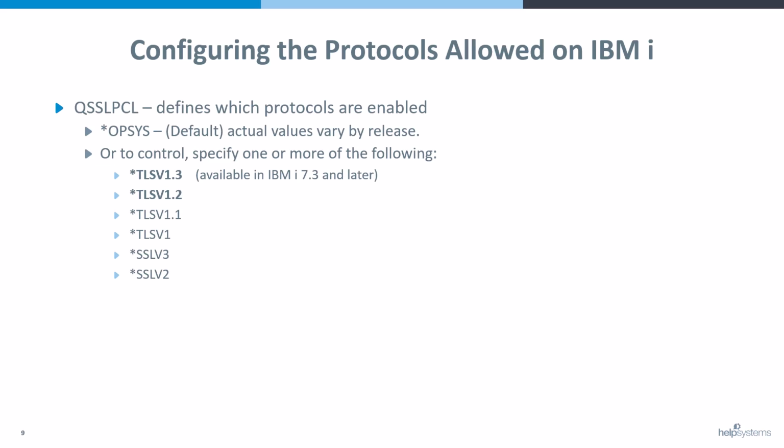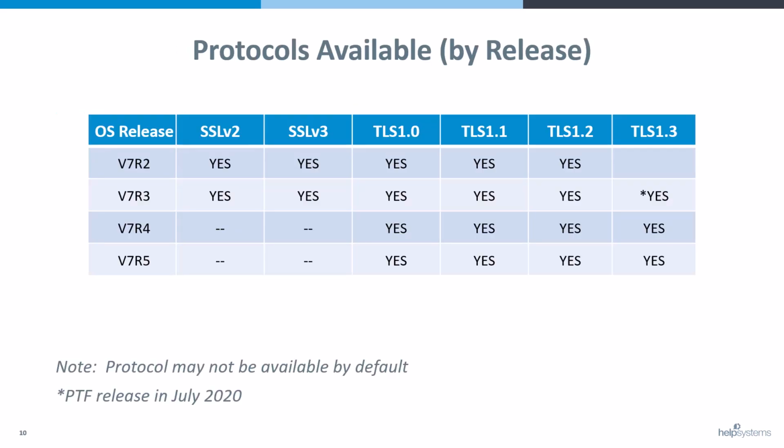We, again, recommend using TLS 1.3 and TLS 1.2 only when necessary. All other protocols have been deprecated. If we look at it by OS release, you can see the newer releases don't even allow SSL to be configured. TLS 1.0 is the oldest protocol, and again, 1.0 and 1.1 have been deprecated.